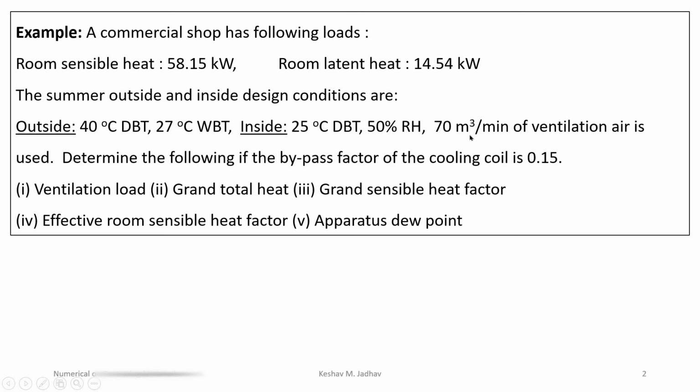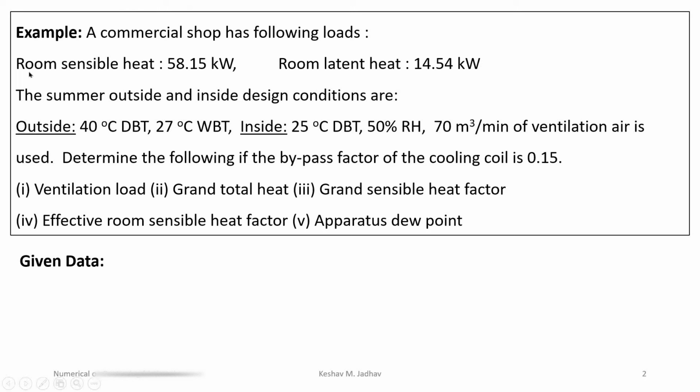70 meter cube per minute of ventilation air is used, which is outside air. Determine the following if bypass factor of the cooling coil is 0.15. First, ventilation load. Second, grand total heat. Third, grand sensible heat factor. Fourth, effective room sensible heat factor. And fifth, apparatus dew point. So first we will write given data.